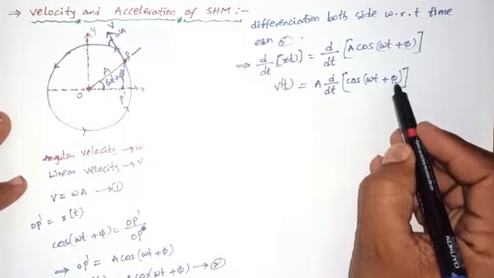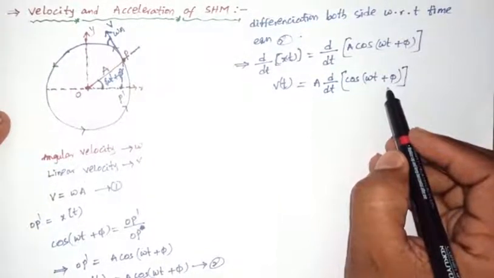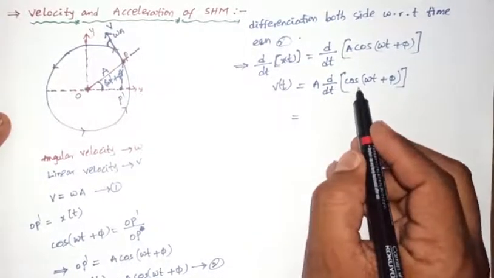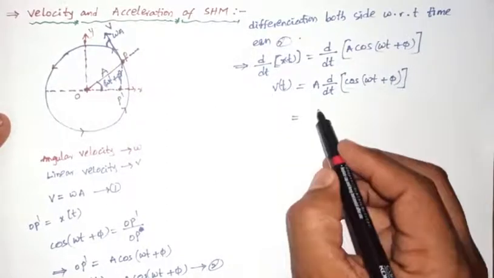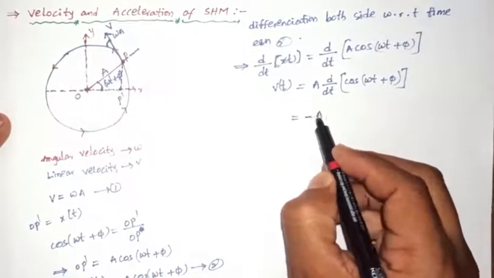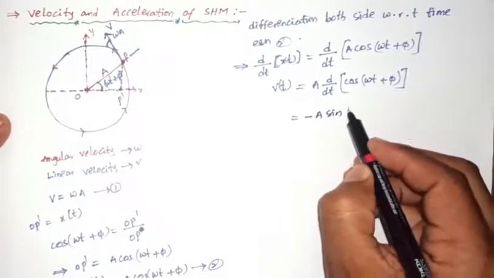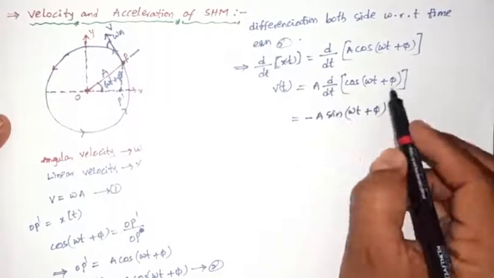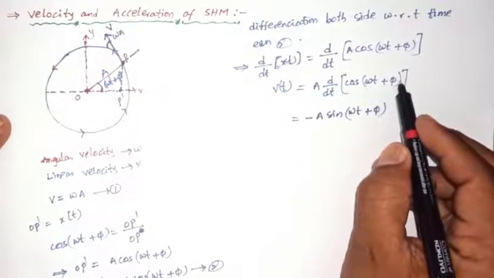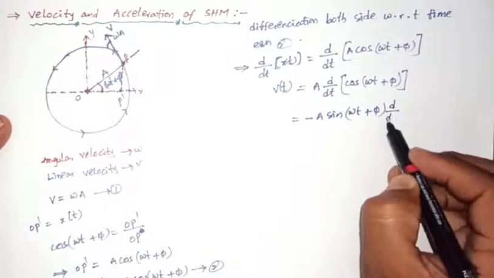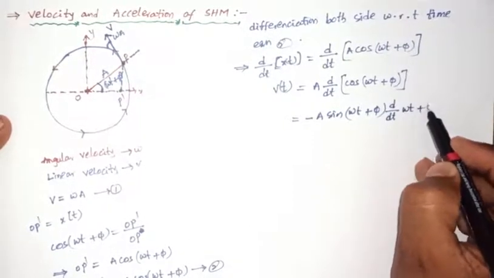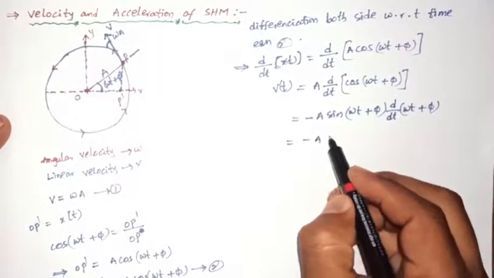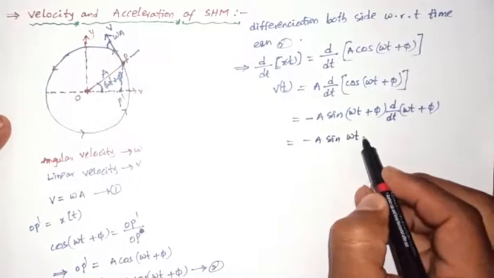So pi is constant here, so there is no differentiation. Differentiation of cos theta is minus sin theta, so minus A sin omega t plus pi. Again we differentiate the angle, d by dt of omega t plus pi, that equals minus A sin omega t plus pi.